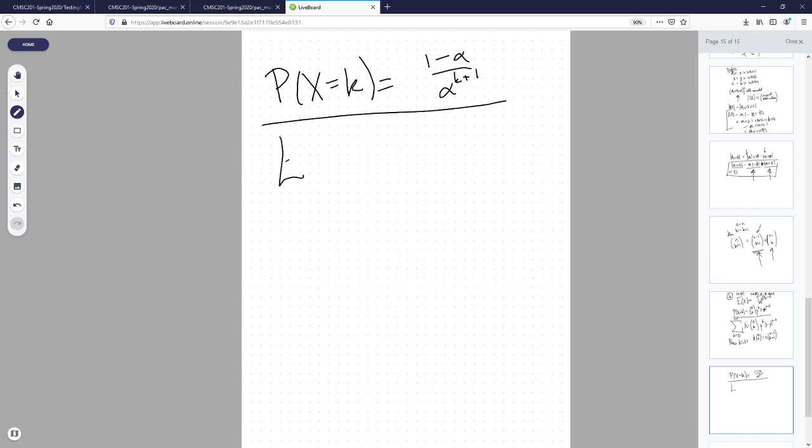So the expected value was equal to the sum, k equals 0 to infinity, of k times 1 minus alpha over alpha to the k plus 1.